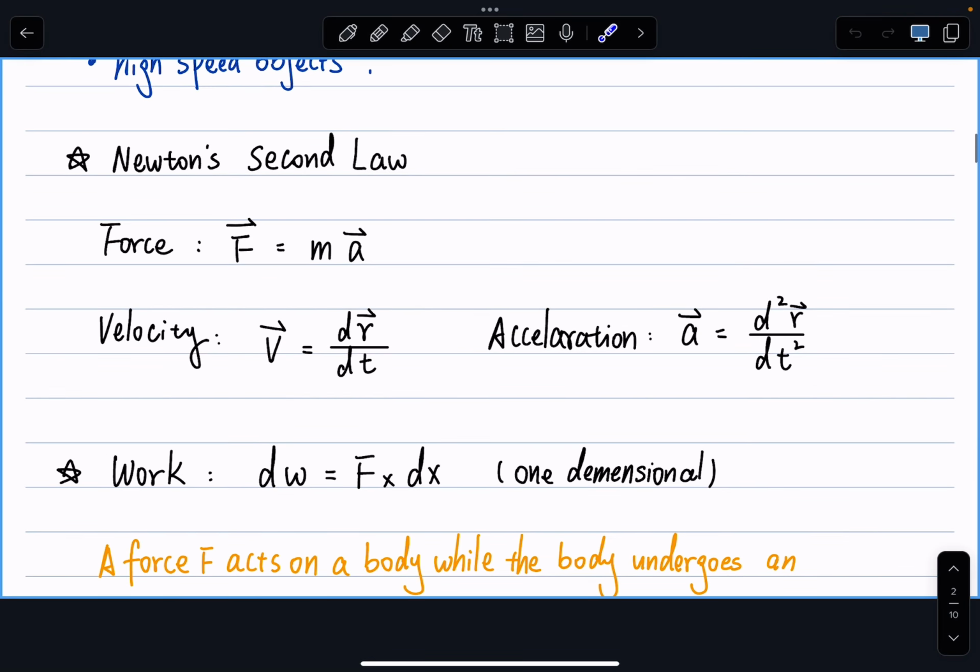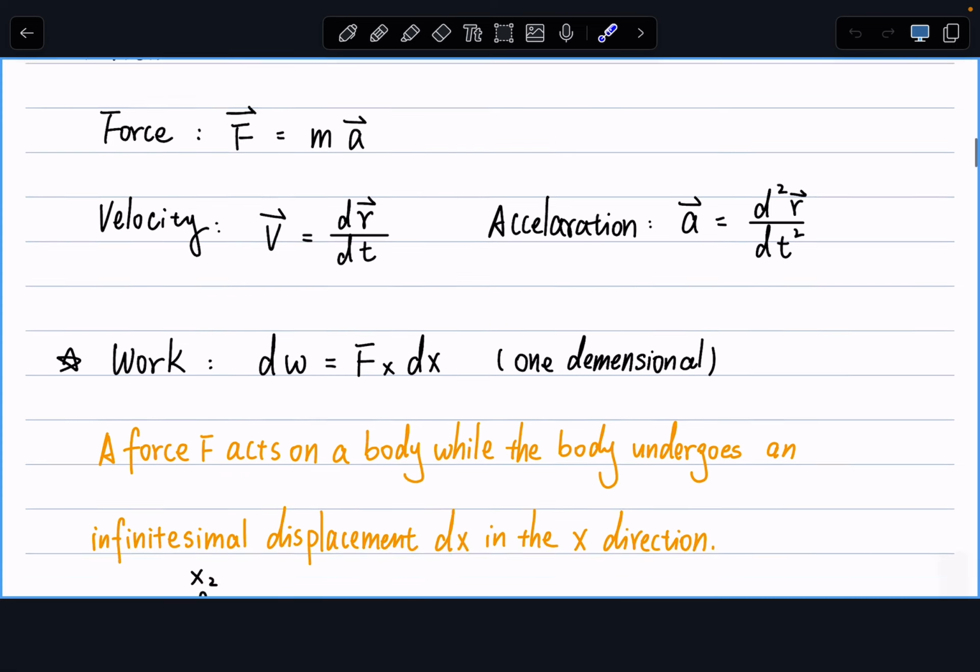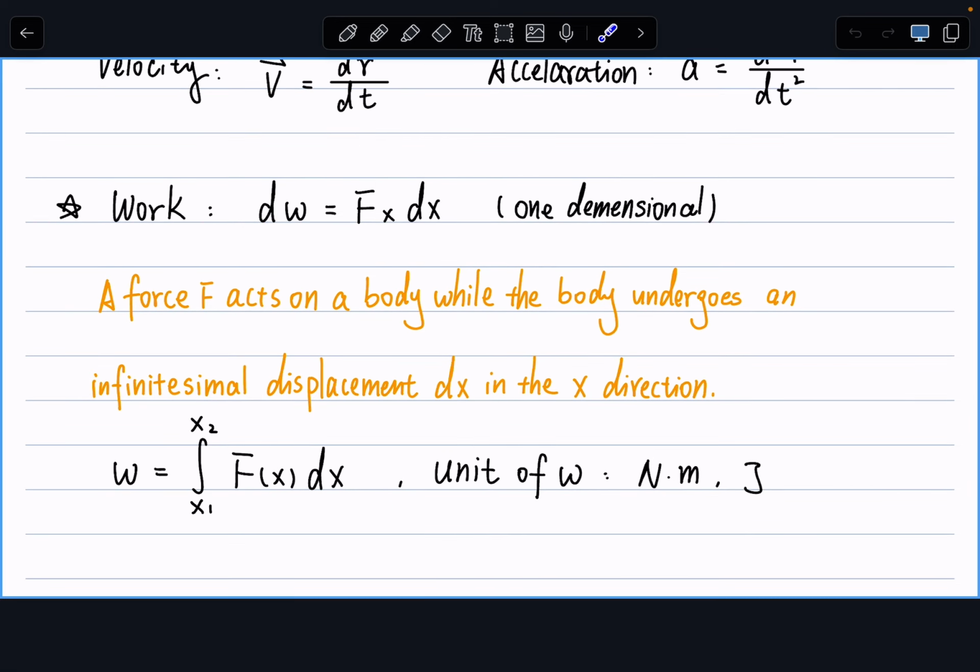And at the heart of classical mechanics, we have Newton's law. That's a quick physics review. Force is a vector, and it's mass times acceleration, which is also directional. Velocity is the first derivative of your movement in space over time, and acceleration is the second derivative of the movement in space over time. What's more important for us is work. Work is abbreviated as a small letter w, so dw equals Fx times dx.